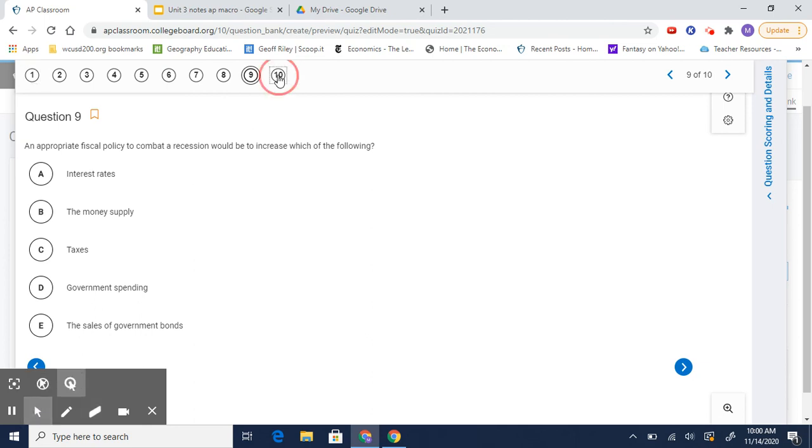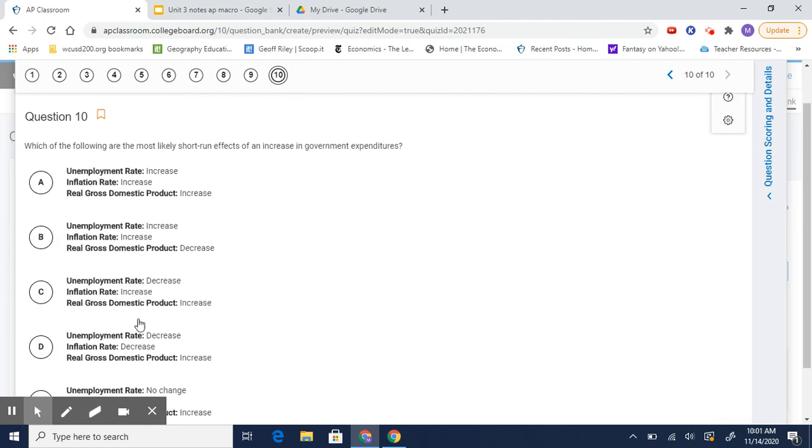All right, last one. Number 10. Read through it. Which of the following are most likely the short-run effects of an increase in government spending? So if the government spending were to increase, and again, guys, graph it out. Okay, so we got just aggregate demand, aggregate supply. If the government is increasing spending, what kind of fiscal policy is that? That's expansionary fiscal policy, right? You're putting more money in people's pockets. So what's going to be the effect on aggregate demand? It's going to increase. Well, now, look at what the effect is on output and price levels.